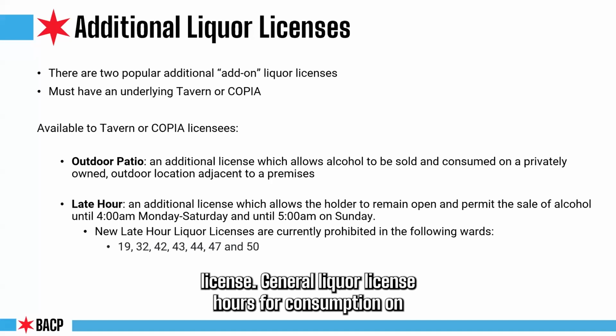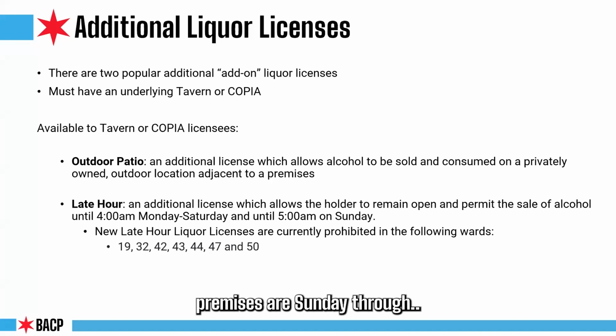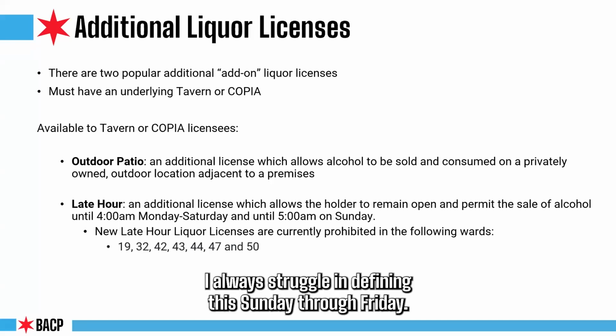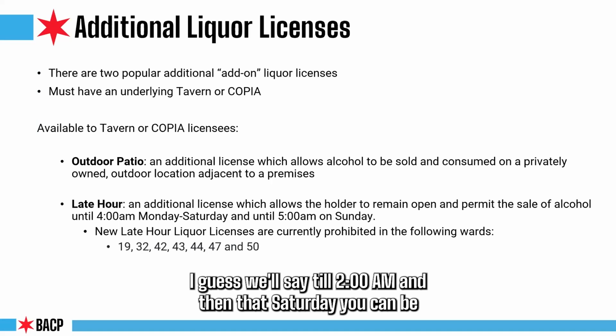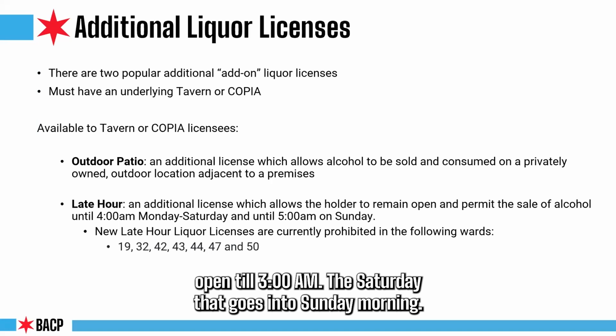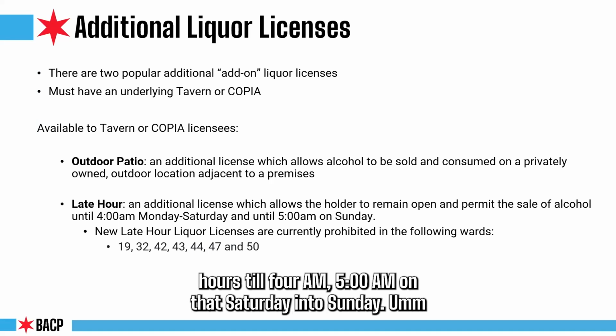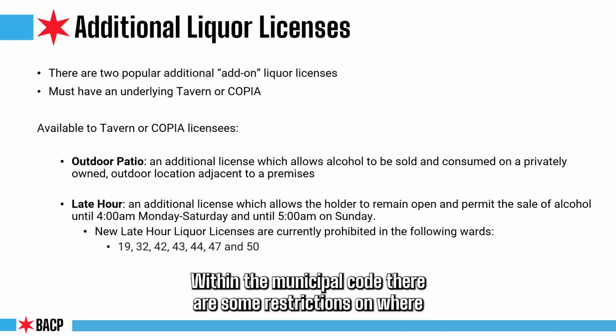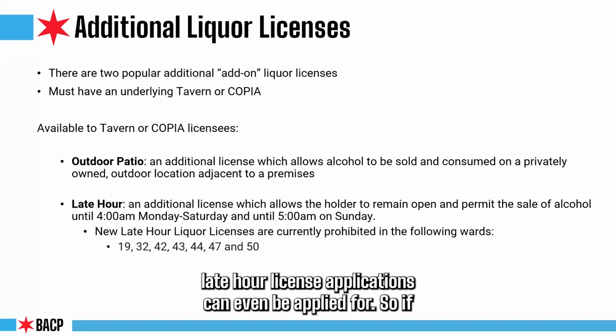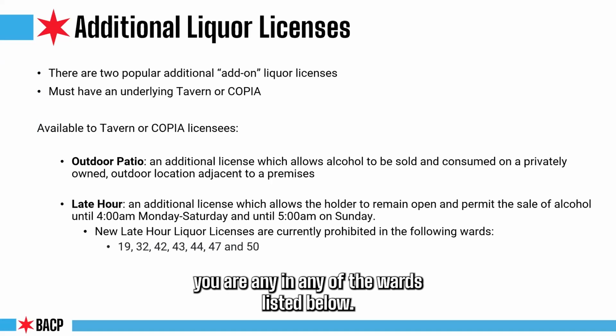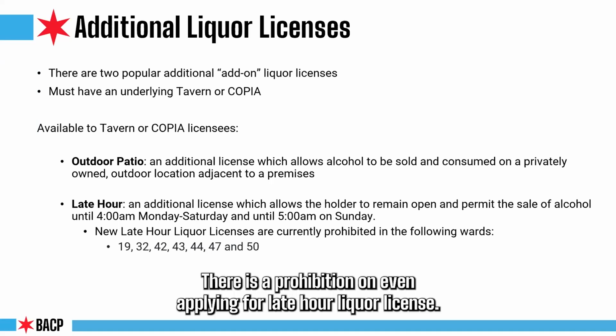General liquor license hours for consumption on premises are Sunday through, I always struggle in defining this, Sunday through Friday, I guess we'll say, till 2 a.m. And then that Saturday you can be open till 3 a.m., the Saturday that goes into Sunday morning. If you apply for a late hour liquor license, it extends your hours till 4 a.m., 5 a.m. on that Saturday into Sunday. Within the municipal code, there are some restrictions on where late hour license applications can even be applied for. So if you are in any of the wards listed below, there is a prohibition on even applying for a late hour liquor license.